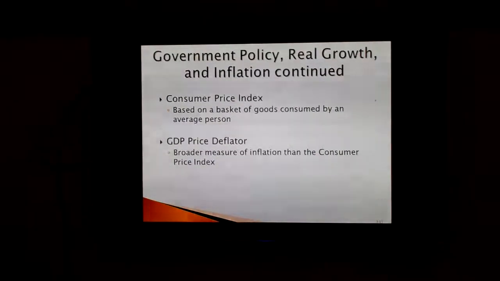Consumer price index, that's what we measure inflation by, a basket of goods based on basic goods consumed by an average person. So when they say inflation's up 5% or 2% or 1%, they're using the same basket of goods and looking at their price change over a certain period. Now, that basket of goods can change because of technology and other things. It's not always the same basket of goods, but they keep consistency to it. The GDP price deflator is a broader measure of inflation than the consumer price index. We can go into detail on that after.